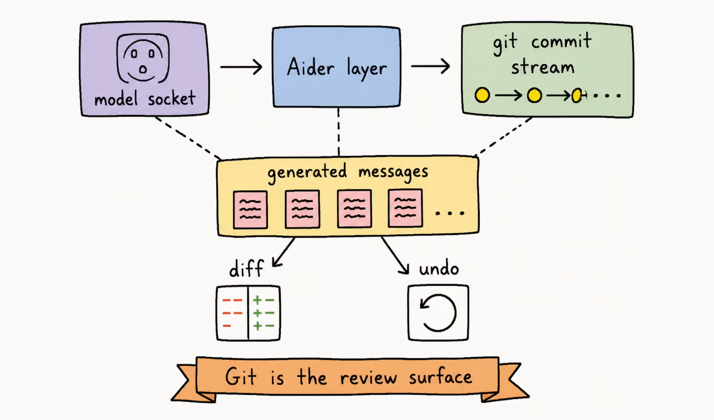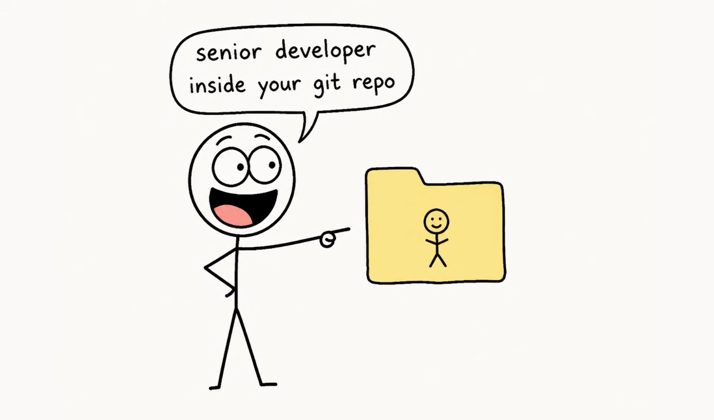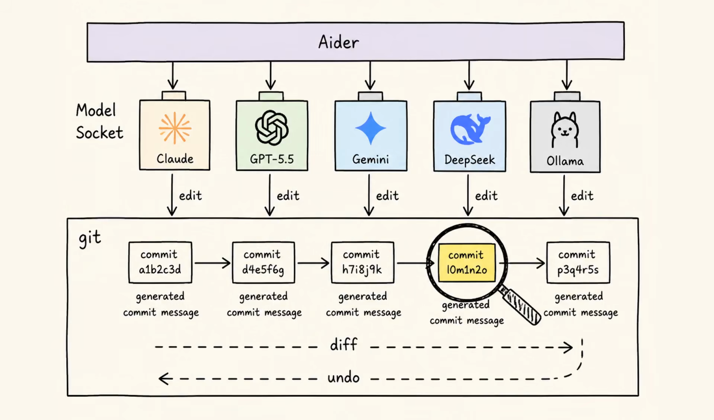One GitHub user described it as having your senior developer live right inside your Git repo. Nothing's a black box, because every edit is just another commit you can inspect and roll back.